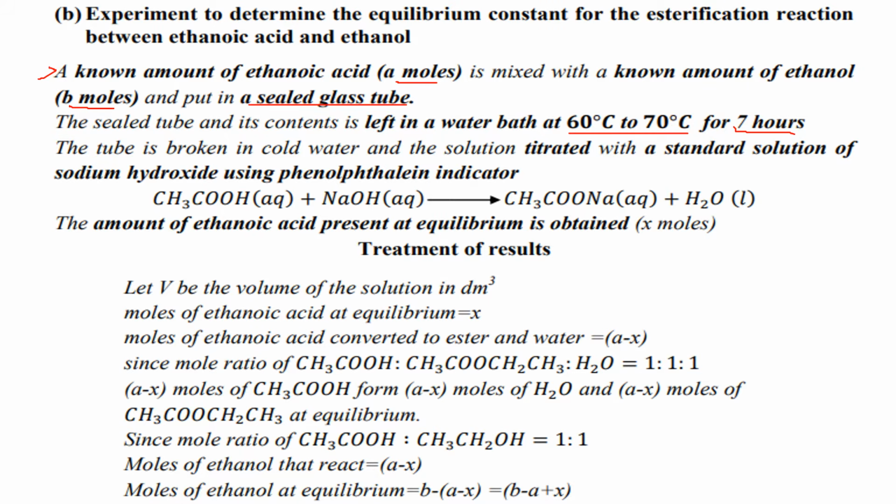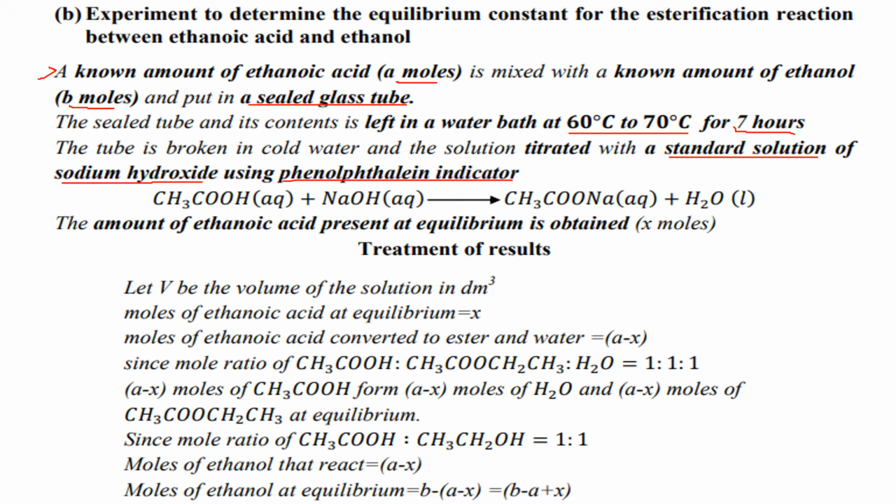And the solution is going to be titrated with a standard solution of sodium hydroxide. And I say that whenever you use a standard solution of sodium hydroxide, your indicator is always going to be phenolphthalein indicator. So don't forget that. Whenever you use a standard solution of sodium hydroxide, you are going to use phenolphthalein indicator.